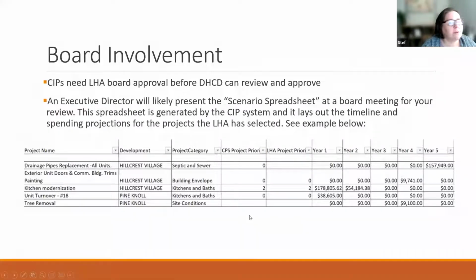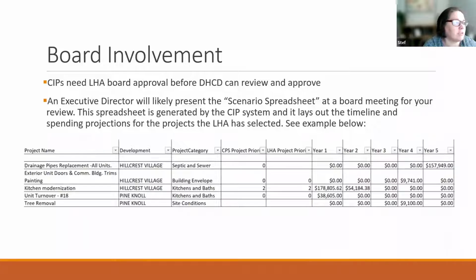So you might wonder, what's your role? What do you have to do with our capital improvement process? Just so you know, the CIPs are required to get the LHA board approval before they can submit it to us. The executive director will likely present a scenario spreadsheet to a board meeting for board review.